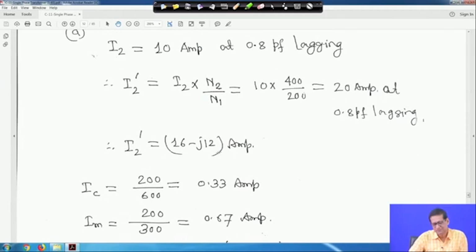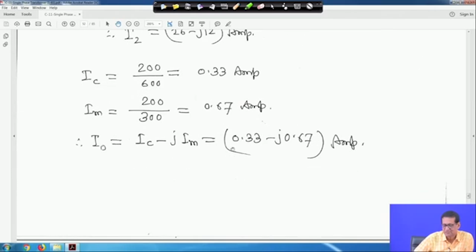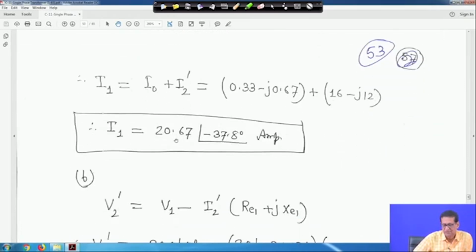Now, it is understandable. So, directly we are writing, and IC will be 200 by 600, because RC is 600 ohm, terminal voltage is 200. So, this much, and IM is equal to 200 by 300, this much. So, I0 is equal to IC minus jIM. This is the no load current I0. Therefore, I1 is equal to I0 plus I2 dash. You just add these two, you will get I1 is equal to 20.67 angle minus 37.8 degree ampere.